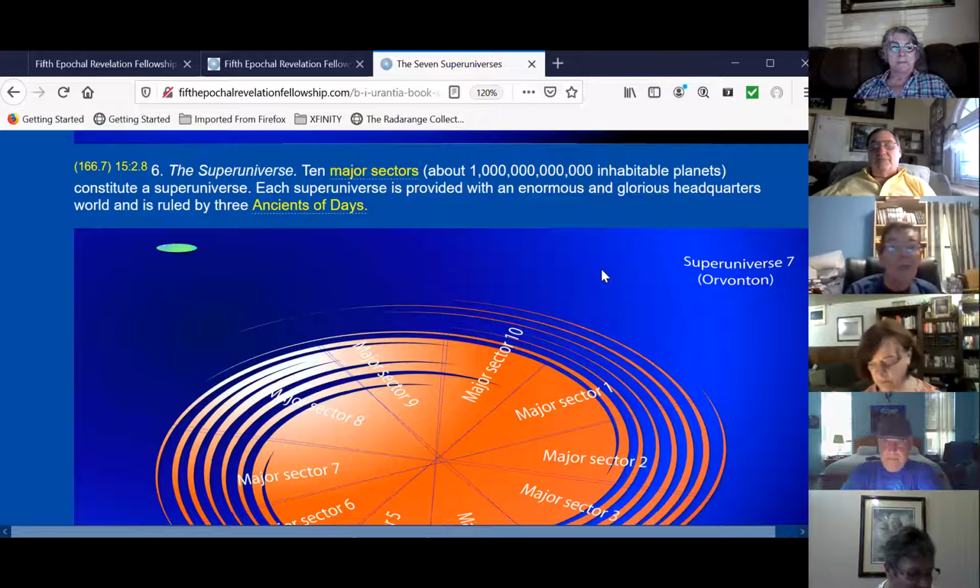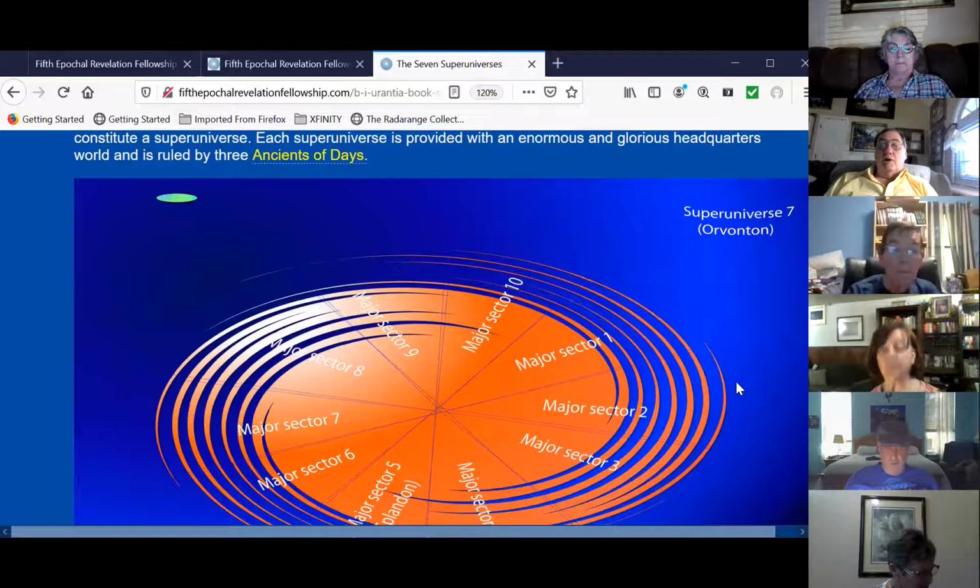Certainly. The super universe. 10 major sectors, about 1 trillion inhabitable planets, constitute a super universe. Each super universe is provided with an enormous and glorious headquarters world and is ruled by 3 Ancients of Days. Wow. And they are the representatives again of the Paradise Trinity.